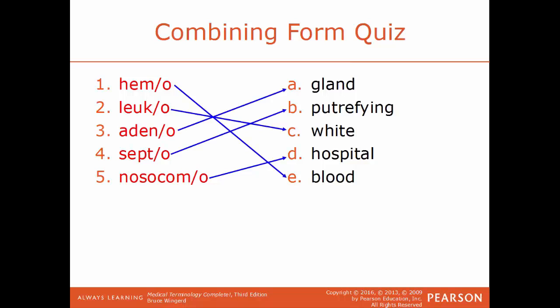And here are all the terms with their correct matching definitions. And that brings us to the end of chapter number 7 on the blood and lymphatic system and the immune system.